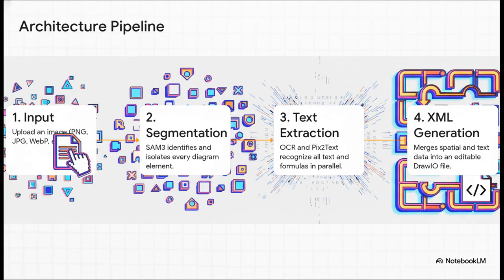All right, let's break down the pipeline. It all starts when you upload an image. The first real step is called segmentation. This is where the AI goes in and finds every single little piece of the diagram, every shape, every line. At the same time, the text extraction part chimes in, using OCR to read all the text and even the math formulas. And then, for the grand finale, the XML generation step takes all that shape data and all that text data and merges them together into one beautiful editable DrawIO file. It really is like putting a puzzle back together, but digitally.